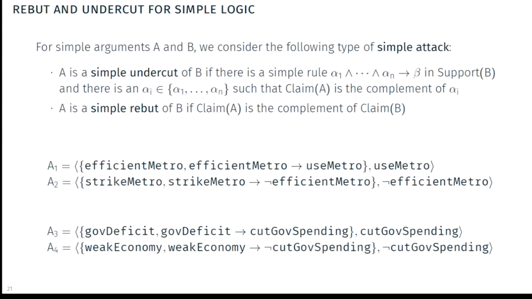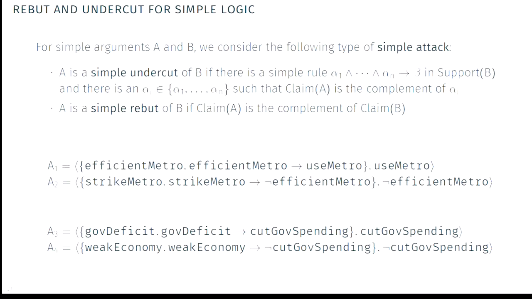Instead, if you have a government in deficit, you should cut government spending, therefore you should cut government spending, and this is argument A3. But if you have a weak economy, and a weak economy implies you should not cut government spending, then you should not cut government spending. These two arguments contradict each other in the conclusion, so you have a simple rebut between the two. Note that in the first case, the attack is from one argument to the other. In the second case, the attack is mutual. So in this case, A2 simply undercuts A1, but A1 has nothing to do with A2. In this case, A4 simply rebuts A3, but also A3 simply rebuts A4. Okay?